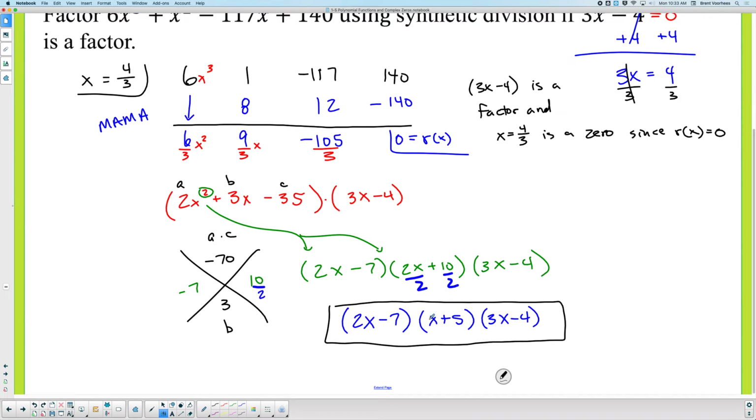But I will list: how many zeros would this have? 3 zeros. There could be 3 zeros here. Where would the zeros occur? It would be actually 7, and then that 2 is multiplying, but it's a liar. So 7 divided by 2. Negative 5, and this one we already did up here, positive 4 divided by 3. That's where the 3 zeros would be located if you graph this function right there.